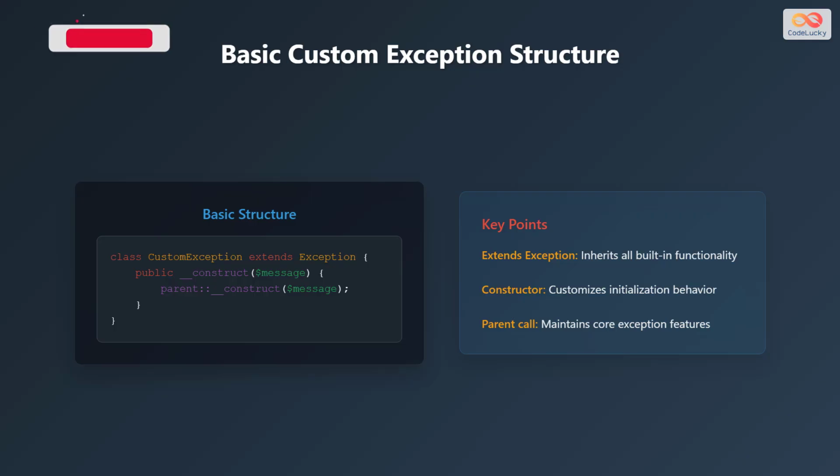Some key points to remember are that the custom exception extends the existing Exception class, inheriting all its built-in functionality. The constructor allows you to customize the initialization behavior, and calling the parent's constructor maintains the core exception features.